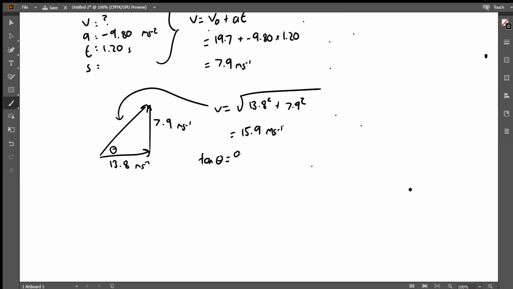tan theta. Therefore, theta will be the inverse tan of 7.9 on 13.8, which we can work out to be 29.8 degrees. Therefore, our final answer will be 15.9 meters per second at an angle of 29.8 degrees above horizontal.